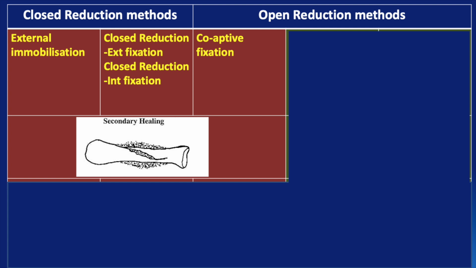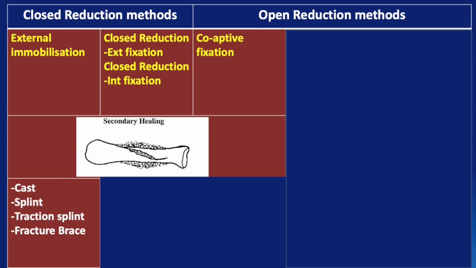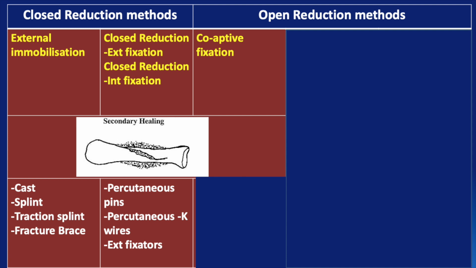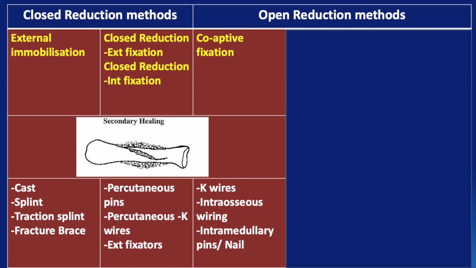The techniques of external immobilization and closed reduction followed by external or internal fixation and coaptive fixation lead to secondary healing of the fracture. The examples of external immobilization are cast application, splint, traction splint, or fracture brace. The examples of closed reduction with external or internal fixation are percutaneous pinning, percutaneous K-wires, or external fixators. And the examples of coaptive fixation are K-wires, intraosseous wiring, and intramedullary pins or nail.